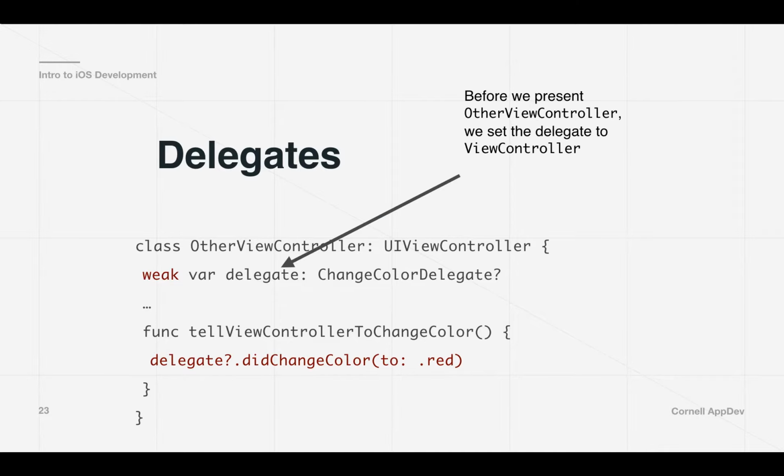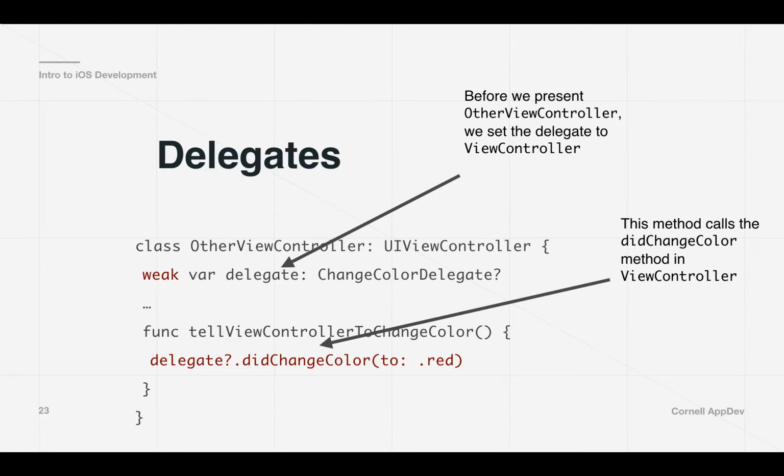So we see that before we actually presented this view controller, we set the delegate to ViewController. So indirectly it knows that it's going to delegate that view controller to call that function that actually changes the label's background color. And here, this method actually physically calls that function, didChangeColor, in the UIViewController. Does anyone have any questions?